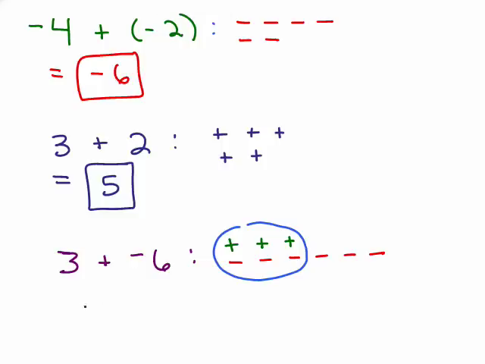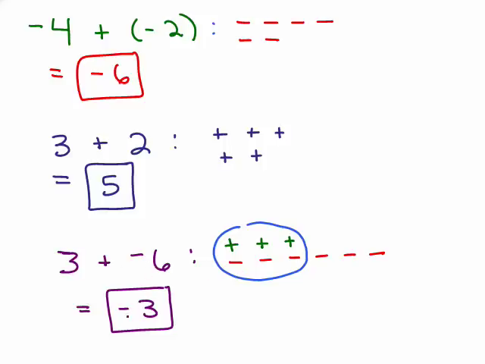So what's going on here? What really matters is that I'm adding some positives and negatives. So one of them is going to outweigh the other. Am I going to have more negatives or positives? Well, I've got 6 negatives and only 3 positives. So I'm going to have more negatives. Therefore, my answer is negative.